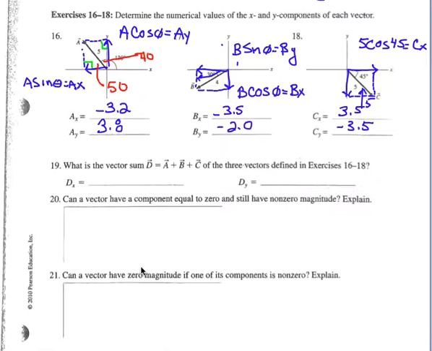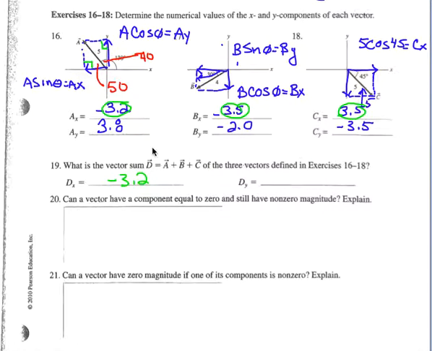And then this last one asks, what's the sum of the vector d, which would be the vector a plus b plus c. So what you do here is you add all of the x components of d, which would be all of these x components, add those all together, and then you should get negative 3.2.